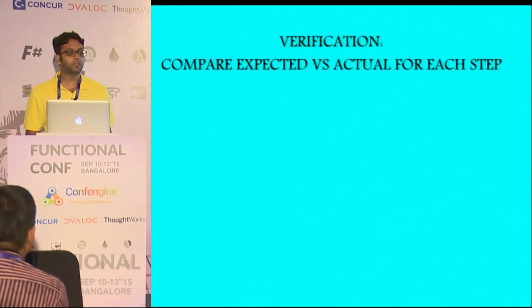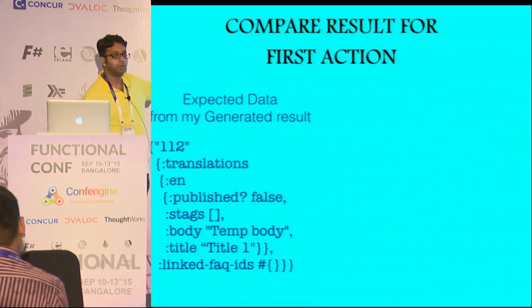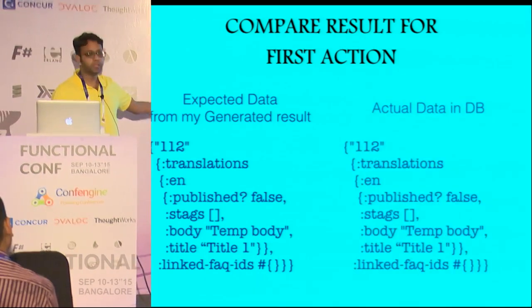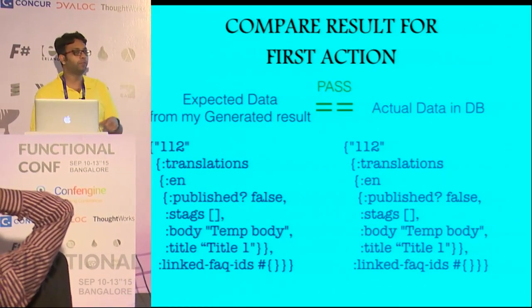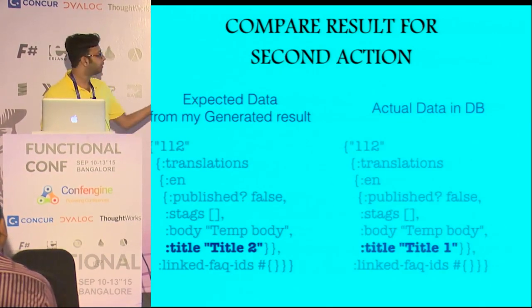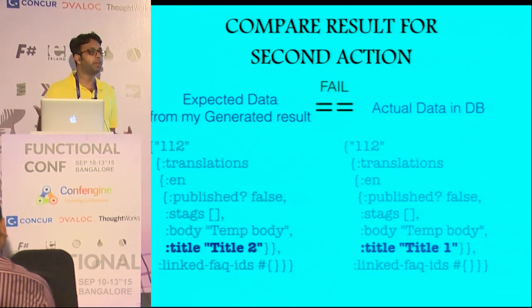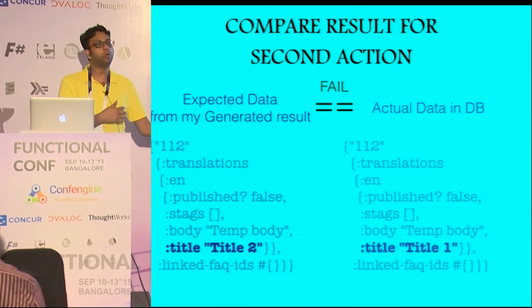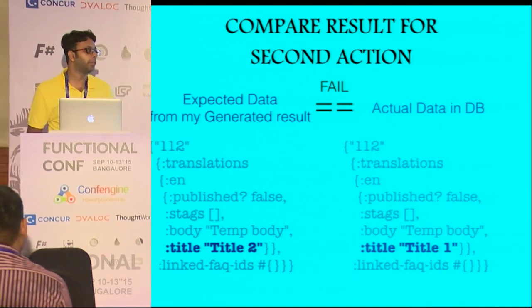So verification is straightforward. You compare the result of the first action, what I generated, what I expected it to be, and what was actually there in the DB. If they match, you pass for that first action. But say for the second action, I got something like this, but actually the title did not get updated. I can just immediately say, second action failed, this is what you expected, this is what you got, and this is what you tried. And this can be done later. I can store this whole log history in a database, look at other things, anything.